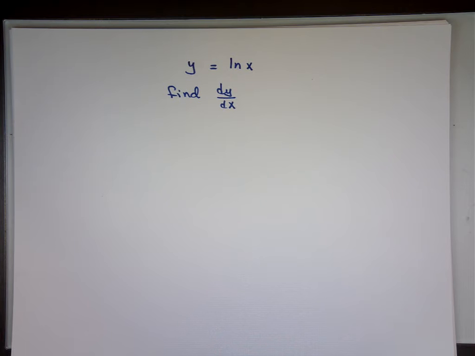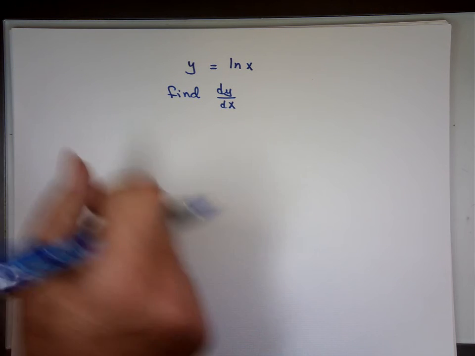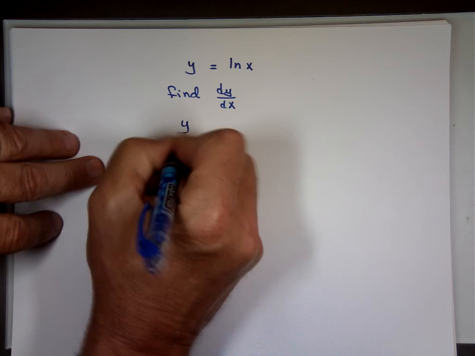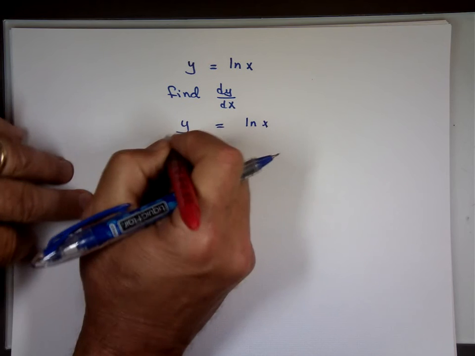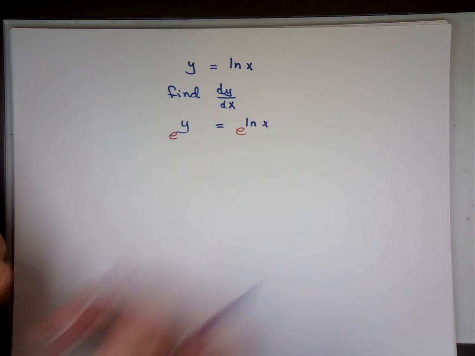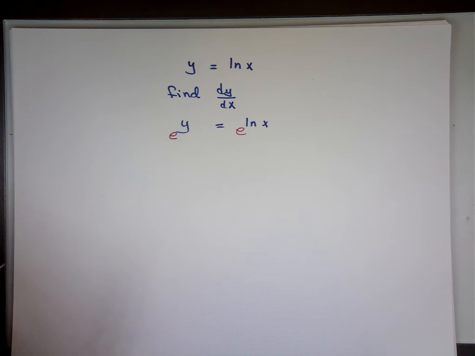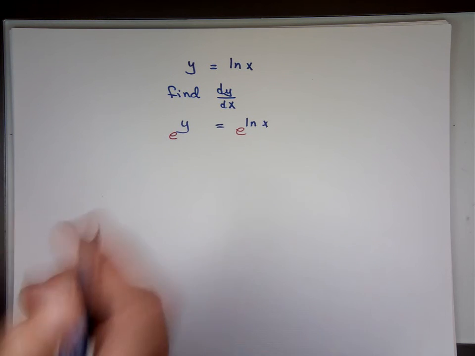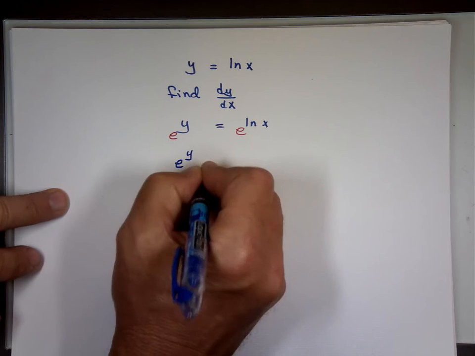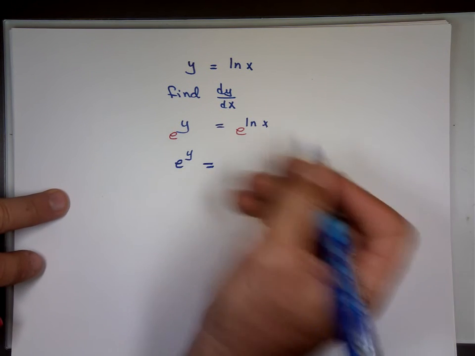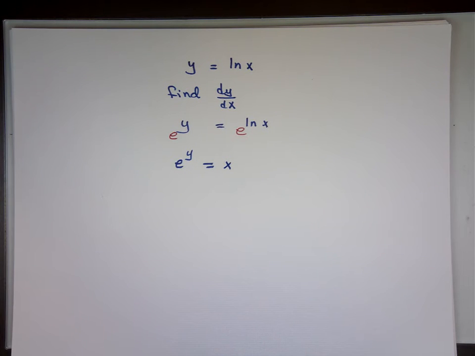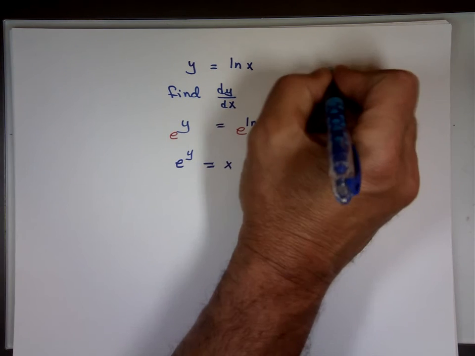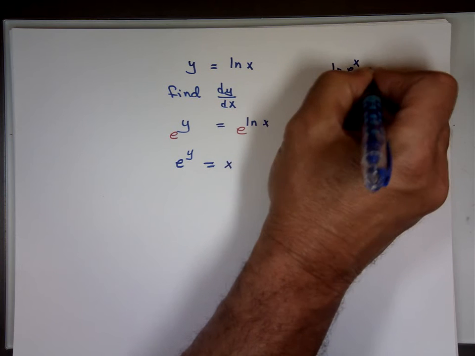Y equals the natural log of x. So what I'm going to do, do e to the power of both sides. It's an equation. Whatever you do to one side, you got to do the same thing to the other side. E and the natural log, they're the inverse of each other. They cancel each other out. You end up with x. Just like the natural log of e to the x is always x, e to the natural log of x is always an x, because they are the inverse of each other.